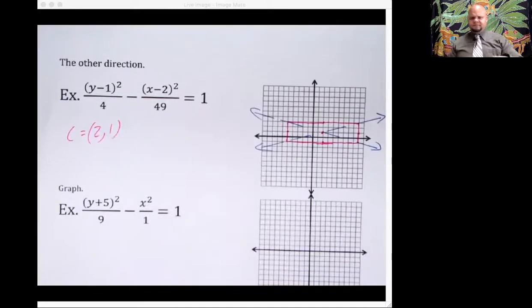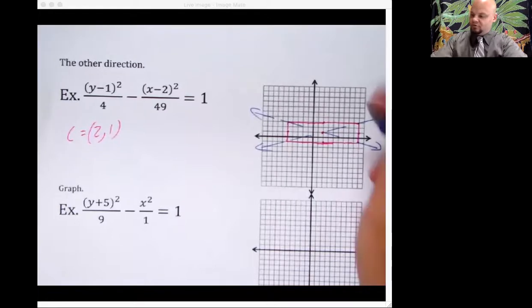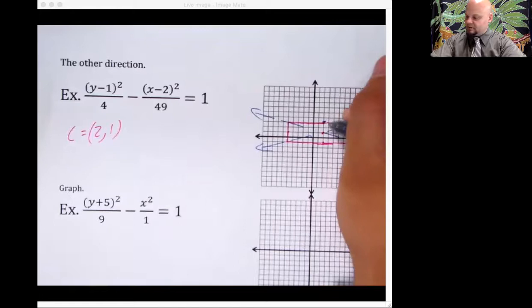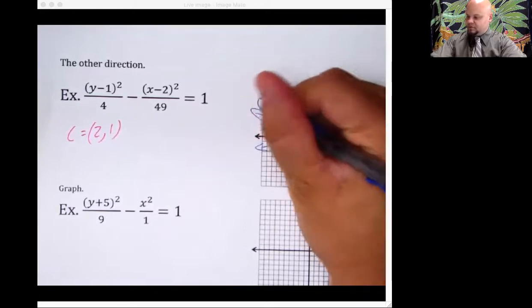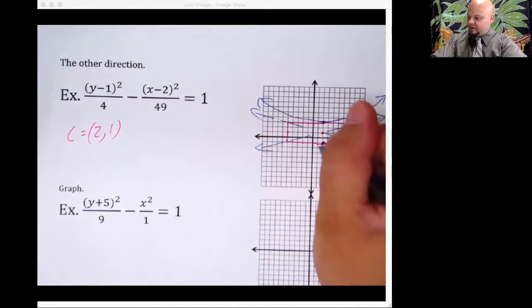There we go. Now, since we've got our asymptotes and we've got the point that it's definitely going to touch, we now need to graph them. We'll graph our two hyperbolas. Here's one, super wide hyperbolas this time. And here's the other.